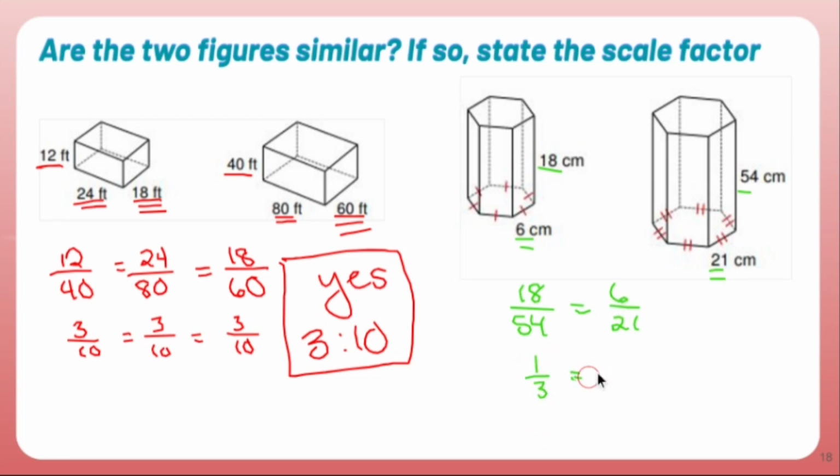6 over 21, I can divide you by 3, and I can divide you by 3. 2 over 7. No, these aren't similar. These aren't similar at all. Shame. But that's how you do it. Very similar to if you have flat shapes. If you have 2D shapes, you just have to do a few more things if you want to do 3D shapes.